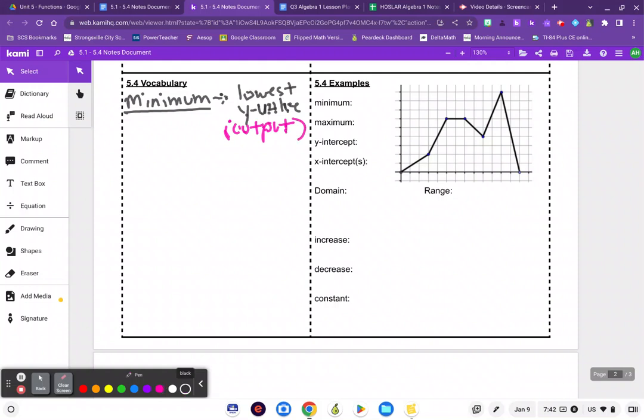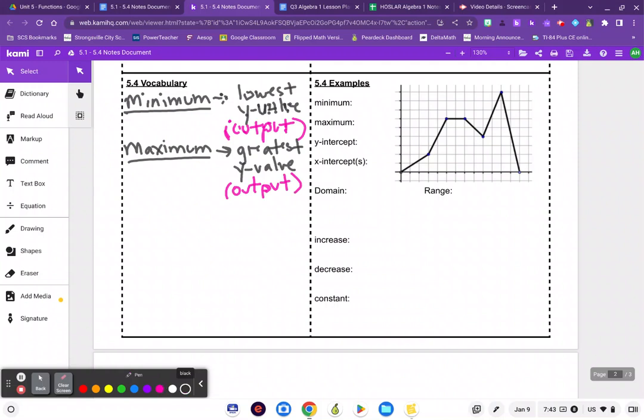A maximum would be the opposite. Again, we talk about this in terms of y values. So a maximum is the greatest y value, the most that there can be. And so again, we look at this in terms of the output of the function. What's the most I can have as my output answer? What's the highest output answer I could have? So we answer in terms of y.